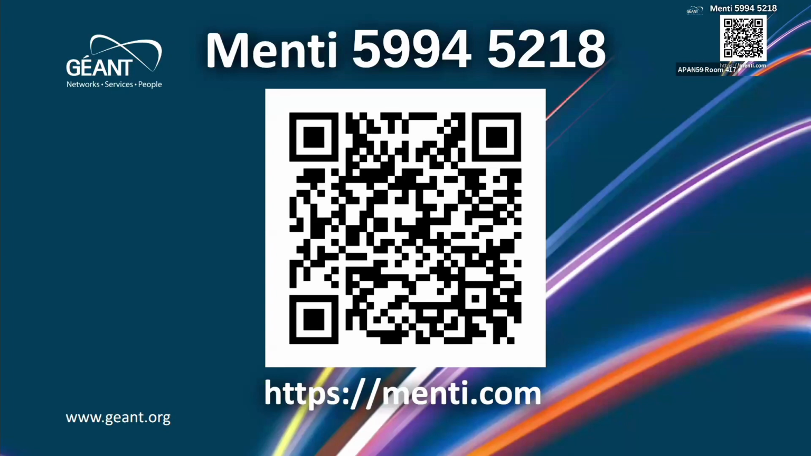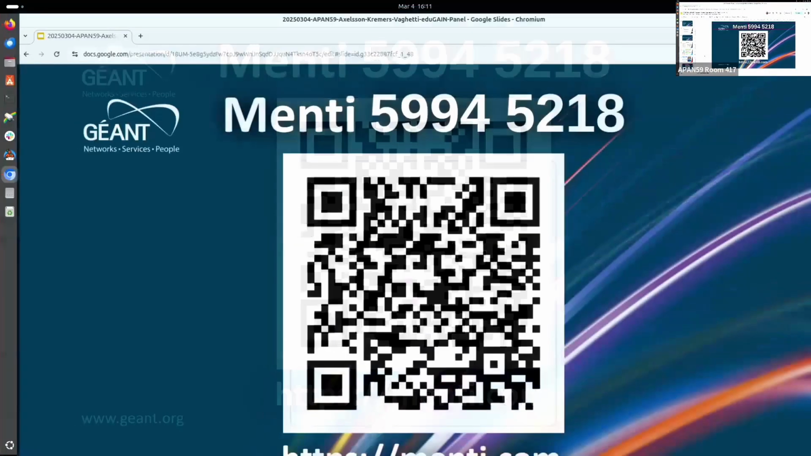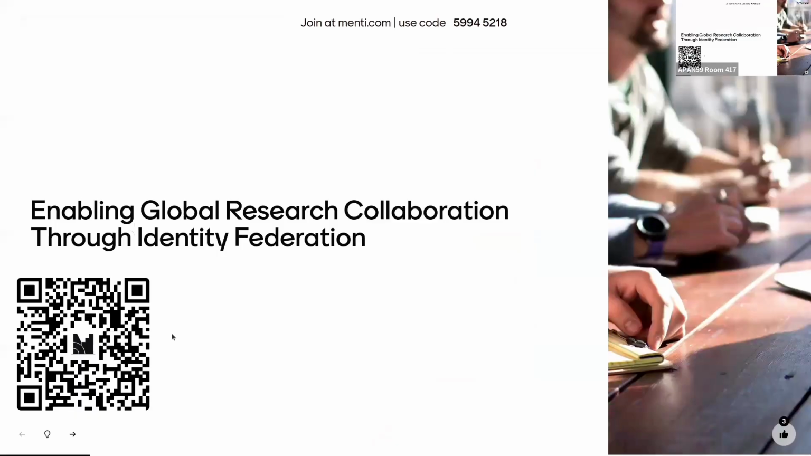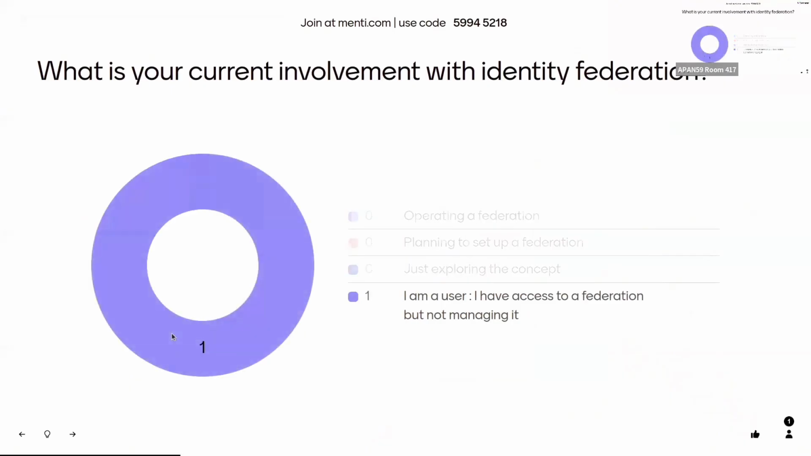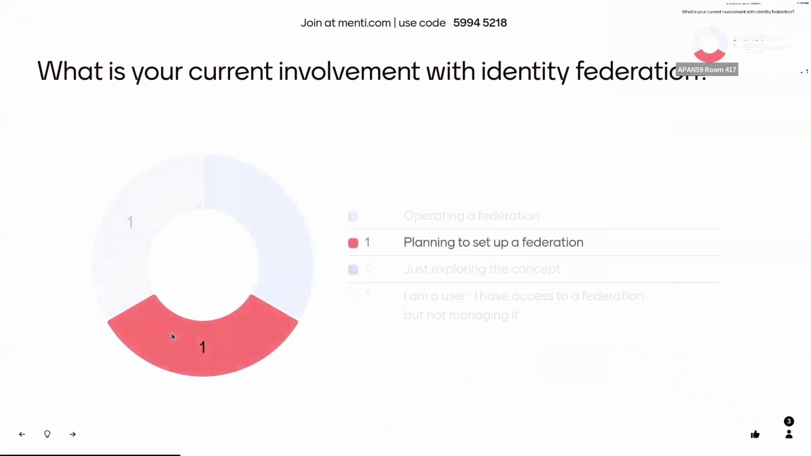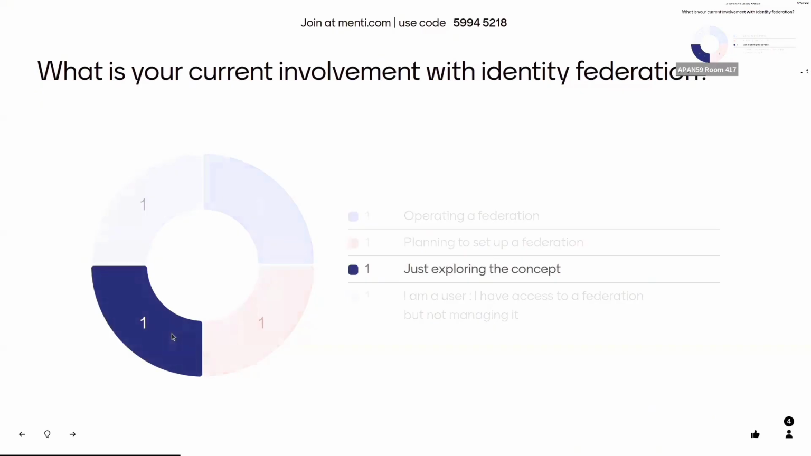So this is the Menti code and the QR code. If you have scanned this, you will also find the number and the scan here. If you haven't done it yet, you still have time. So we have a few questions for you. The first one: what is your current involvement with the identity federation? Either you are operating a federation, planning to set up a federation, just exploring the concept, or you are just a user and you're interested in services and what's going on in this space.